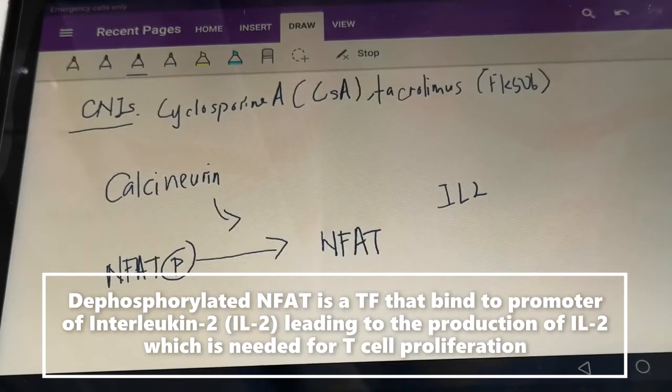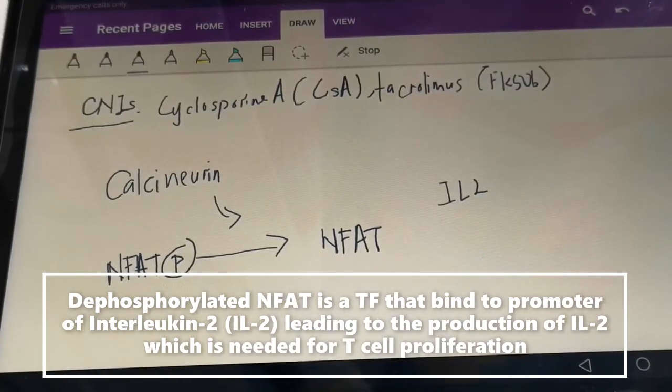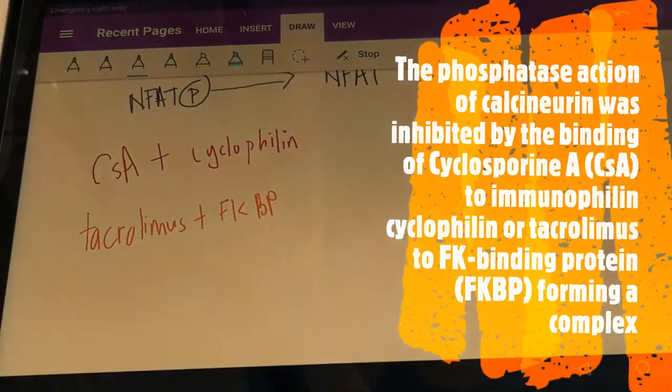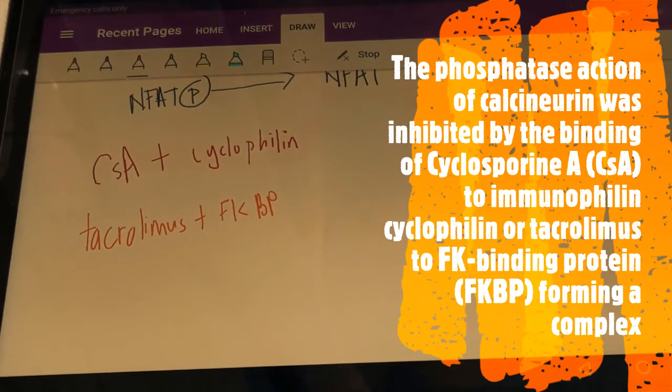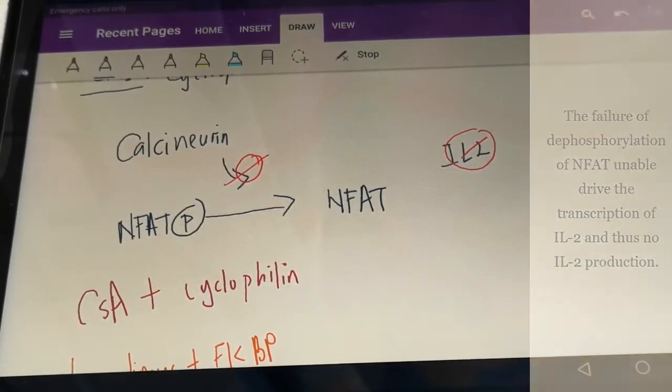Calcineurin is a phosphatase that dephosphorylates nuclear factor of activated T cell. Dephosphorylated NFAT is a transcription factor that binds to the promoter of interleukin-2, leading to the production of interleukin-2, which is needed for T cell proliferation. Cyclosporin A binds to the immunophilin cyclophilin. Tacrolimus binds to the FK binding protein, forming a complex. The failure of the dephosphorylation of NFAT disables the drive of the transcription of IL-2, thus there is no IL-2 production.